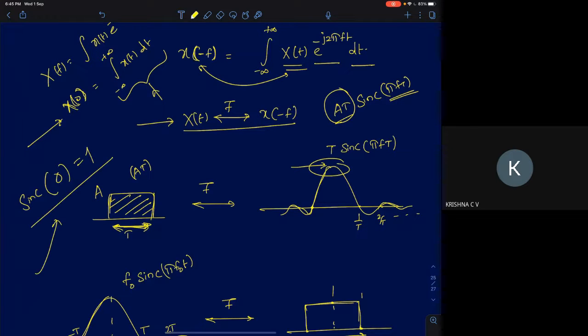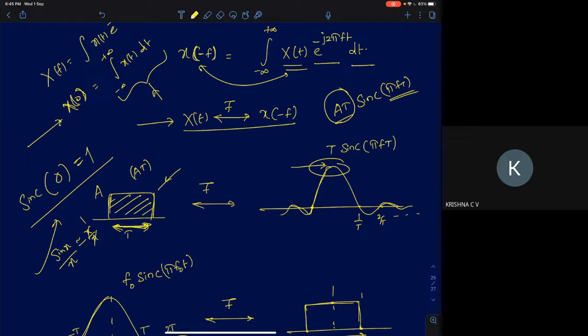The way in which the sinc function behaves, at 0 both numerator and denominator will tend to 0, and they will approach 0 in a very similar fashion. You have sin x by x. When x tends to 0, sin x is approximately x itself, so you will get sin x by x as 1. So your sinc of 0 will be 1, and the peak value can be determined by finding the area under this graph in time domain.